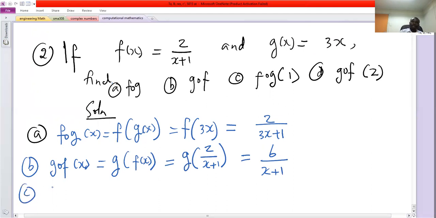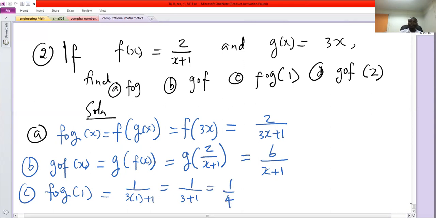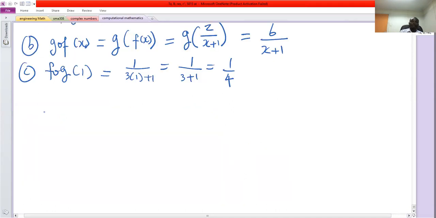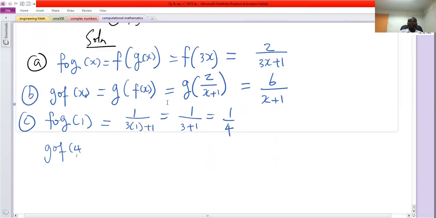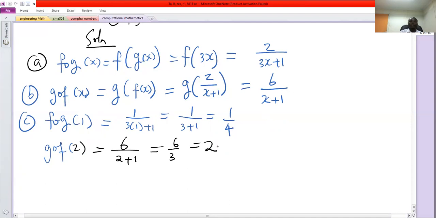So C, when they tell us to find f composed with g at 1, it simply means where there's x in this function A, we replace it by 1. So we'll have 2 over 3 times 1 plus 1, which is 2 over 3 plus 1, which is 2 over 4. And lastly, g composed with f at 2 means we replace where there's x by 2, so we'll have 6 over 2 plus 1, which is 6 over 3, and the answer is 2.